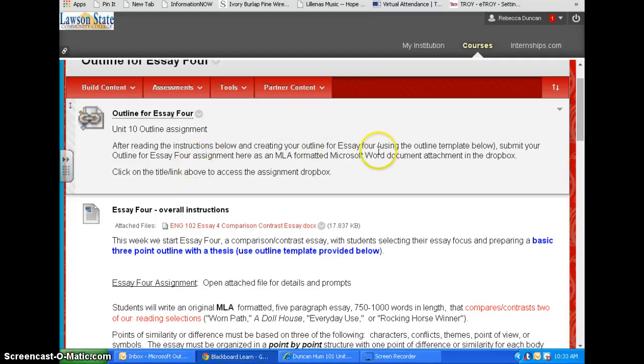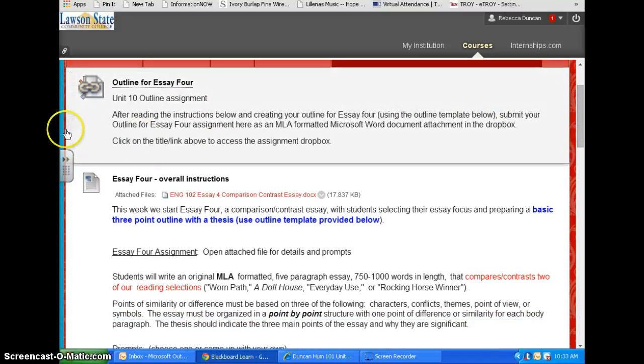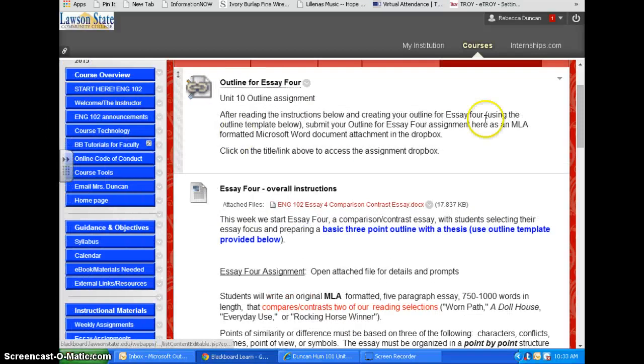And what you've got to do up here. Of course, remember, you create your outline using the template, putting it in a Microsoft Word document with your name on it, MLA heading as always, and then you click on here to submit it. Okay, let's make sure we haven't forgotten anything else. That's the main thing for this week.